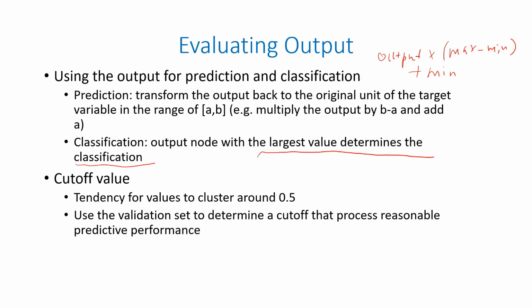In classification problems, we also tend to use a cutoff value to determine the outcome class of the observation. The default cutoff value is 0.5 for a binary class problem. However, neural networks have the tendency of producing values that cluster around 0.5, making it difficult to classify sometimes. So one technique is to use the validation dataset to experiment with various cutoff values to determine a cutoff value that optimizes the predictive performance for the model.